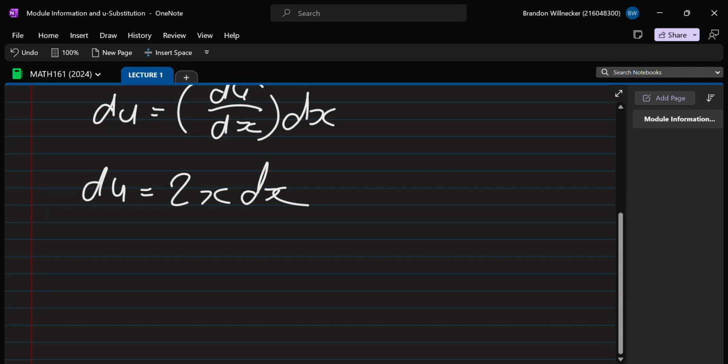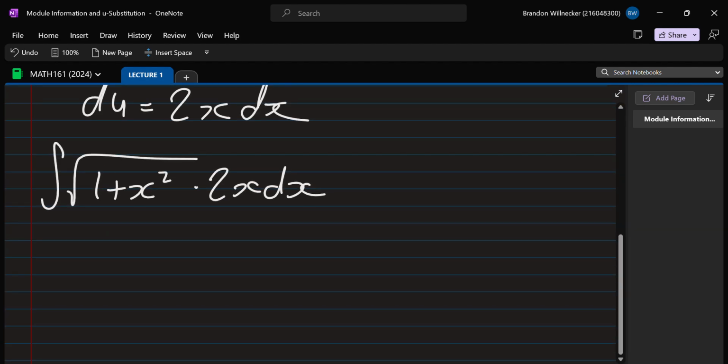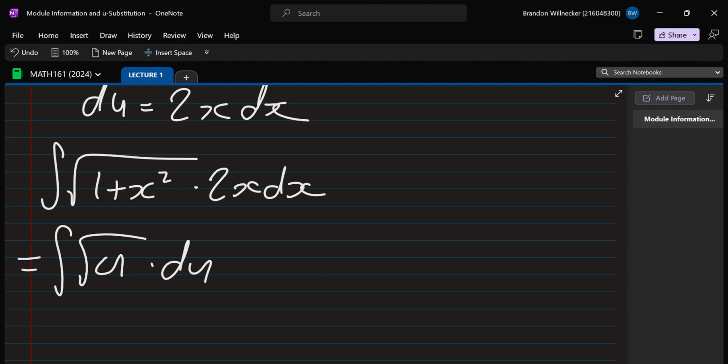Okay, so let's rewrite this a bit. The integral of square root of 1 plus x squared. I'm going to put the 2x on the other side just to make it a bit more obvious. So this is going to become the integral of square root of 1 plus x squared, and remember we said that was u, so let's just put u there. 2x dx at the top there, that's du. So now we can put du here.